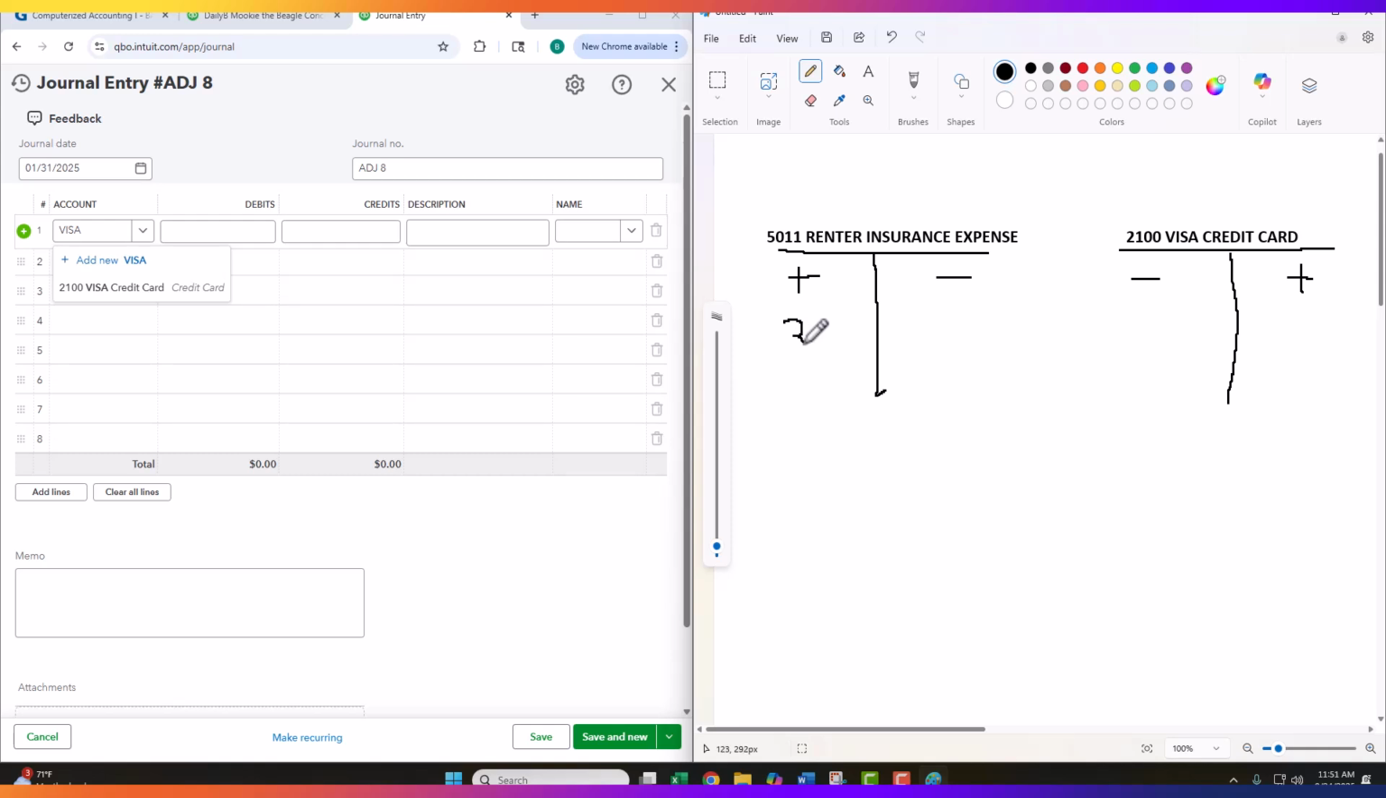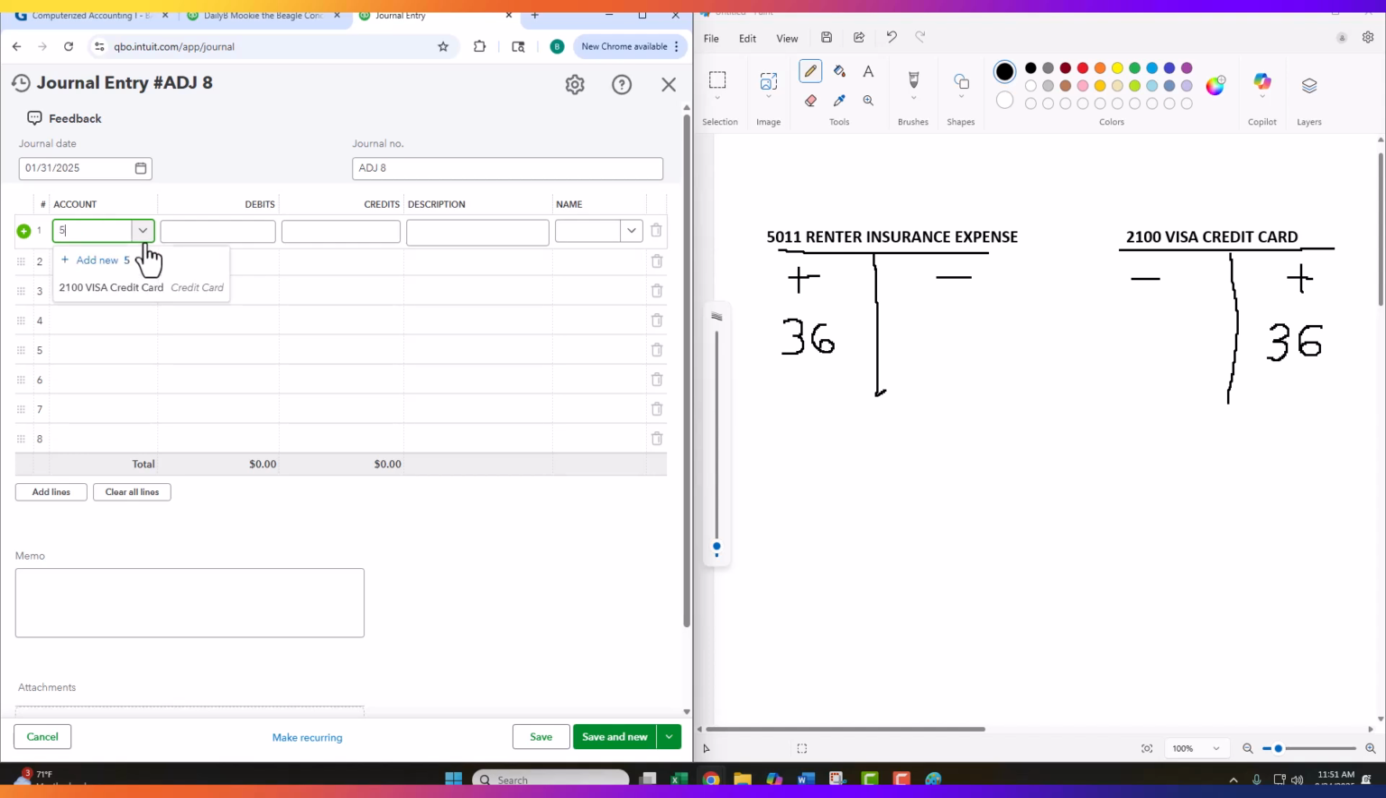So what we're going to do here, it says that we were incurred $36 of insurance. So we're going to add to the insurance expense, and then it was a charge on the credit card, so we're adding to the balance of the liability by placing it on the credit side. So that's what we're going to see in the journal.